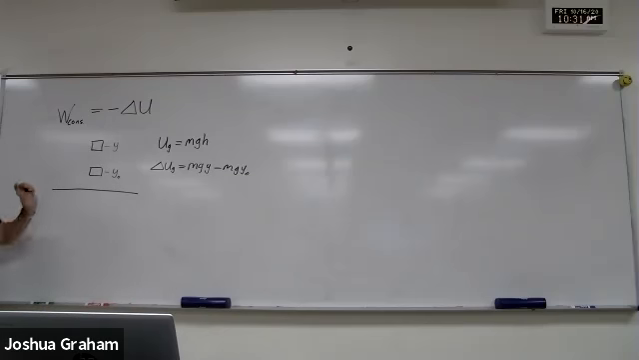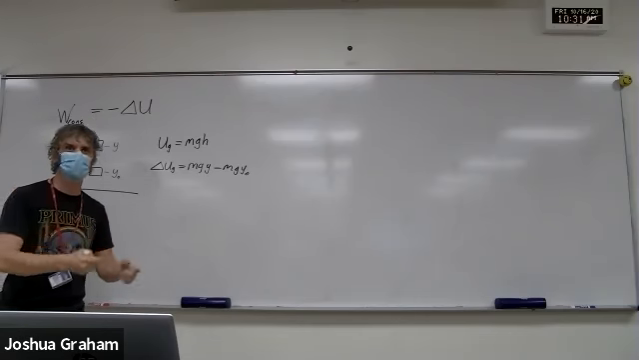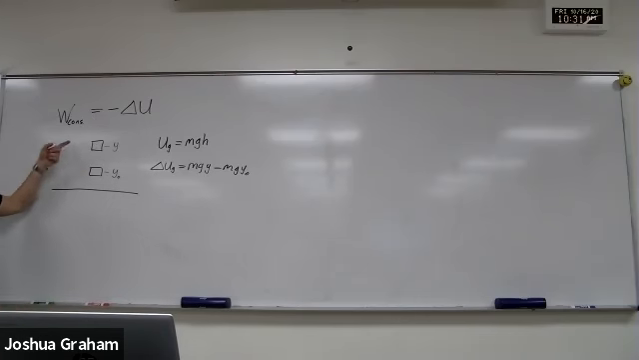So understand, if you ever wonder why the work done by a conservative force is the negative change in potential energy, just think about this. Just think about as objects move up, delta U is positive, right? But we know if they're moving up, the gravitational force points down, so the work done by the gravitational force is negative.